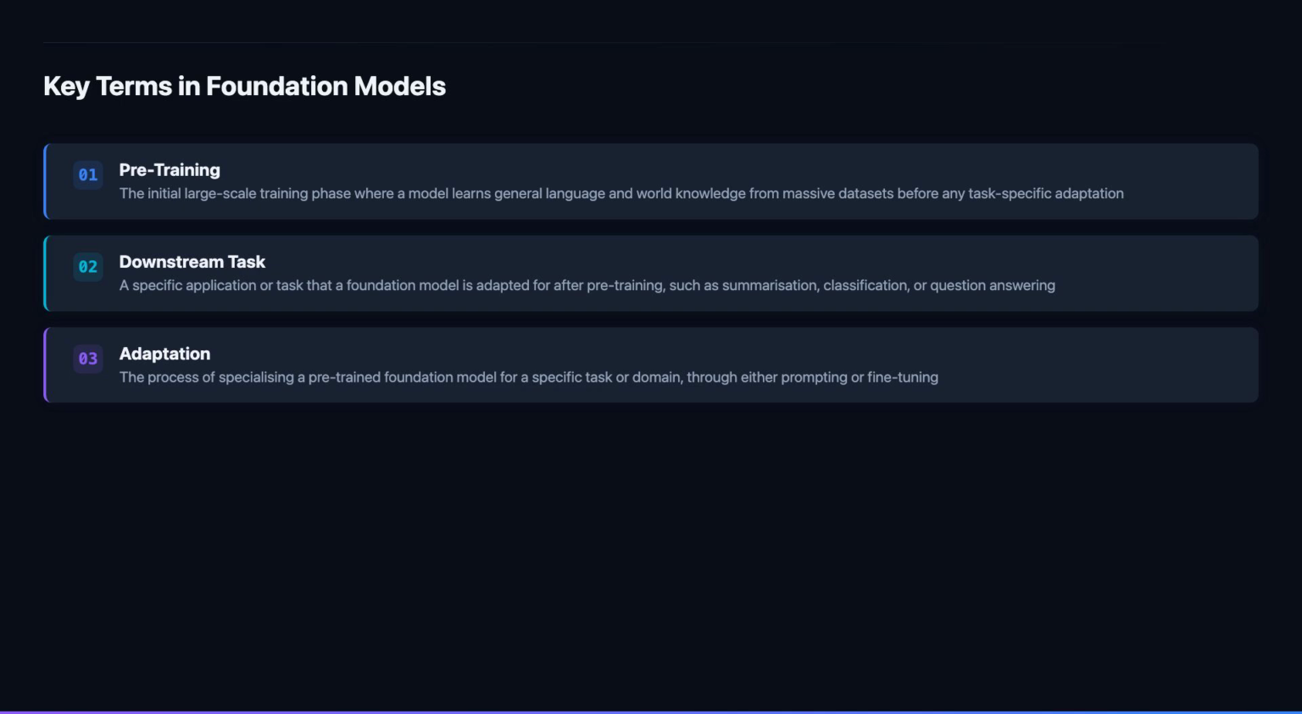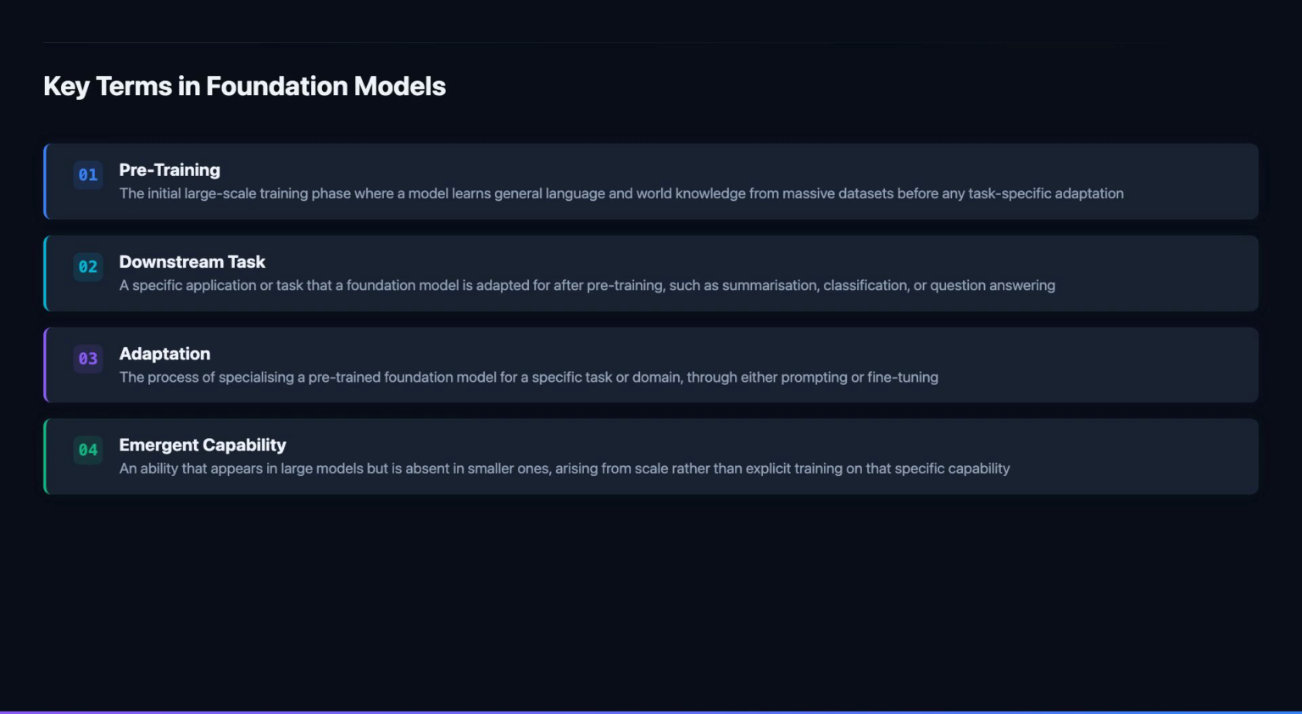At the other extreme, adaptation involves full fine-tuning where all model parameters are updated on a curated task-specific dataset. Between these extremes lie parameter-efficient fine-tuning methods like LoRA that update only a small fraction of parameters. The right adaptation approach depends on the performance requirements, available data, computational budget, and privacy constraints of the application.